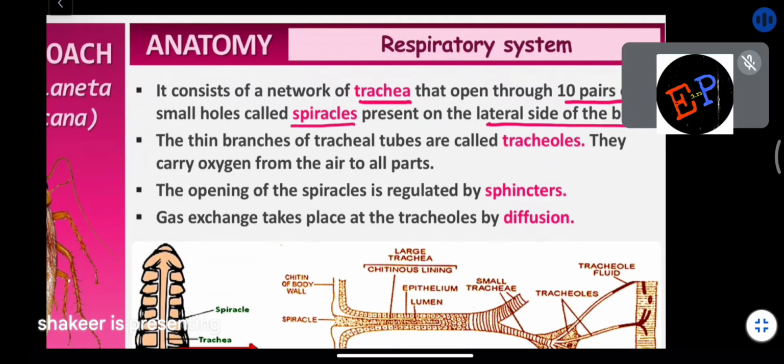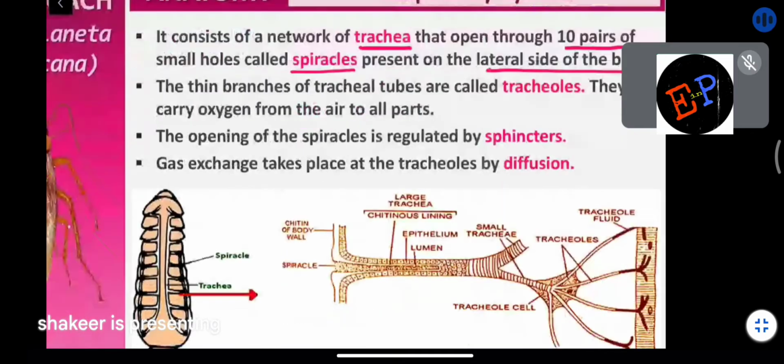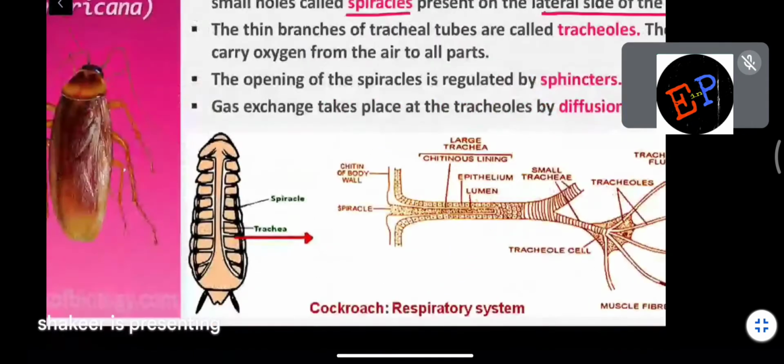So the total body of this cockroach has small tubes which are called trachea. Are you able to understand? And where do you find this trachea? Here you are finding this small region. This region is called the trachea. So you can say that trachea is like this. This is the arrangement of the trachea.